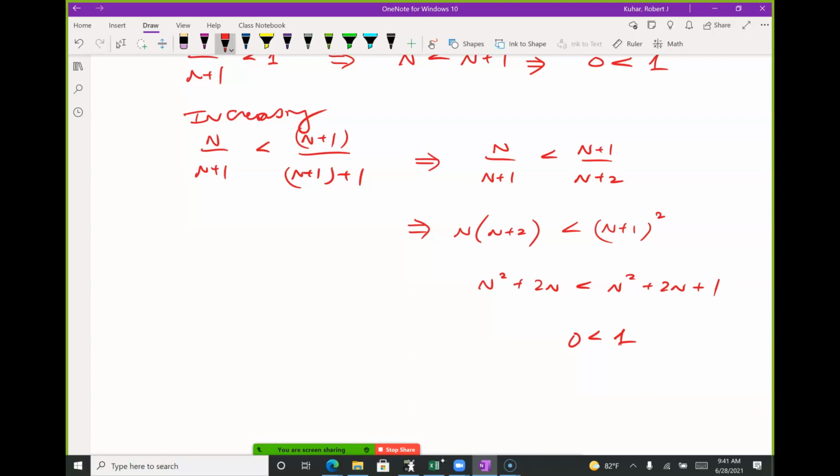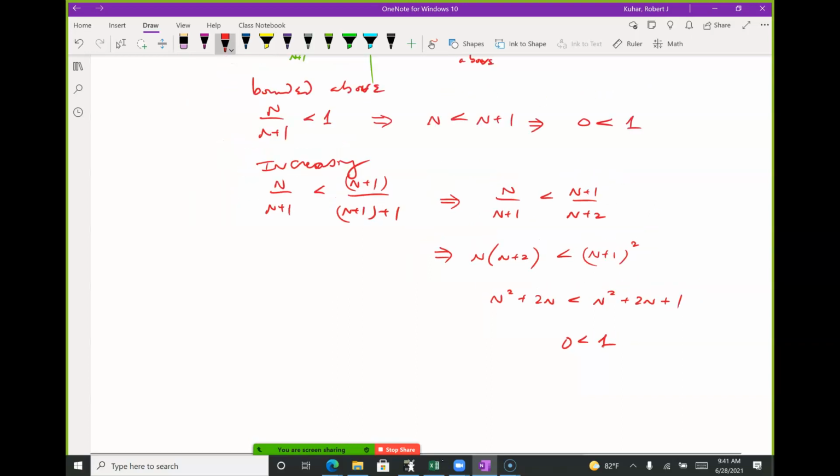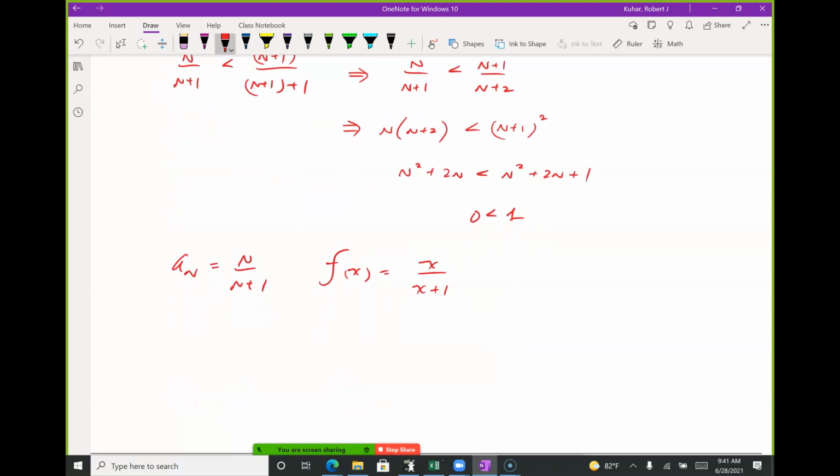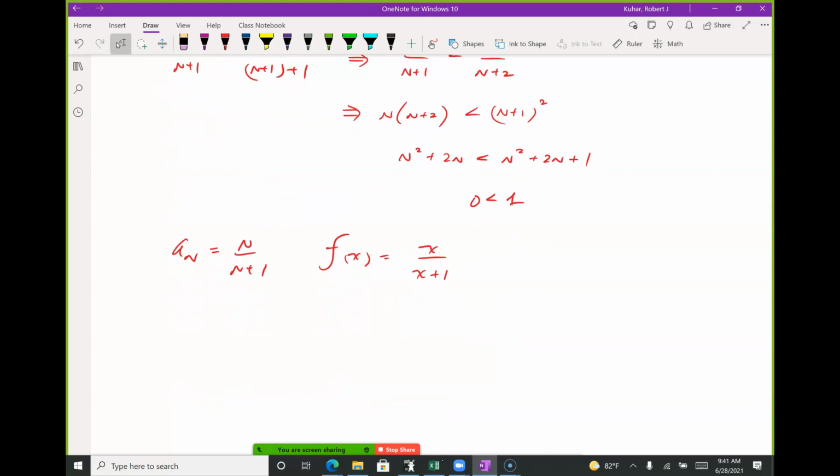So there are nice ways to show something's increasing other than this process. So a sub n is n over n plus 1. I can turn it into f of x, which is x over x plus 1, and then I can do a derivative. So what's my derivative here?